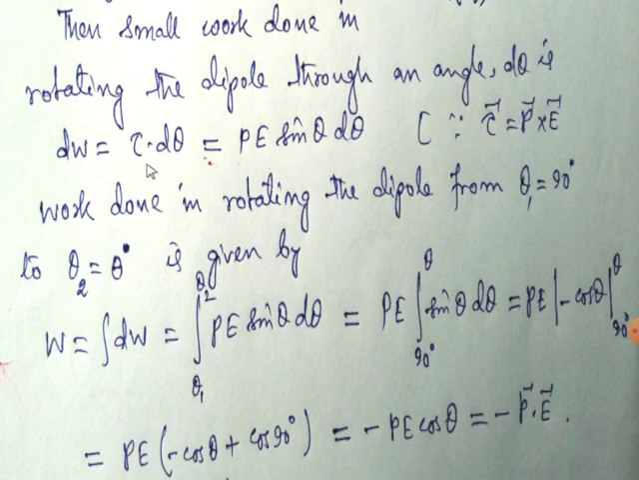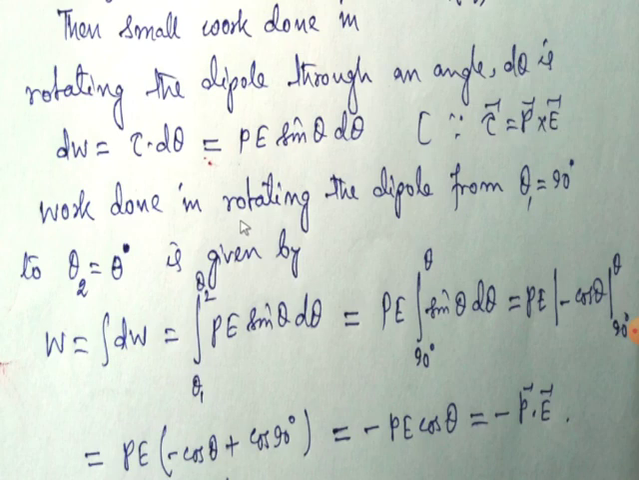Why? Because your torque is expressed as P cross E. Tau is a vector quantity, your dipole moment is a vector quantity, E is a vector quantity. So this is a cross product of P and E. The angle between P and E is theta. When you say cross product, it will be equal to PE sine of the smaller angle between P and E, that is PE sine theta. That is what I'm writing here.